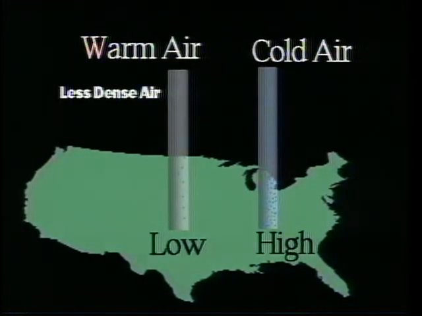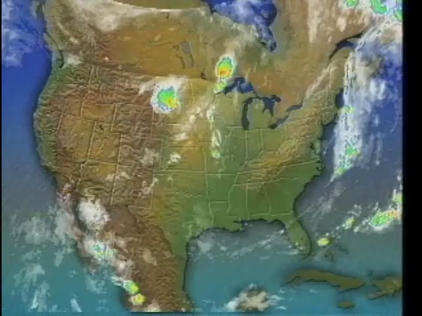If we could see the air molecules in a column of warm air and a column of cold air, we would see that the cold air column has more molecules. That's because when air is heated, the molecules spread out.